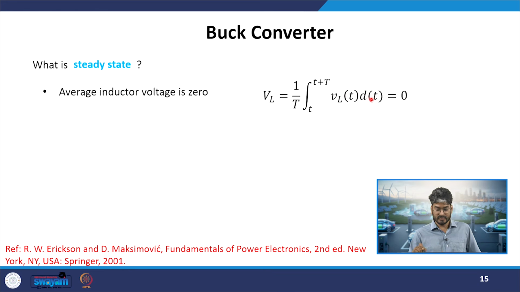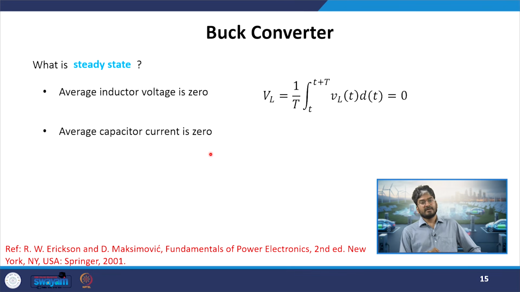Okay. So, what is the logic behind this? What is the meaning of average voltage across the inductor being 0? That is the 0 change in current. So, the inductor current will be starting from the same point at the start of every cycle. Then we say that average voltage across the inductor is 0 and the circuit is in steady state. What is the other way around?